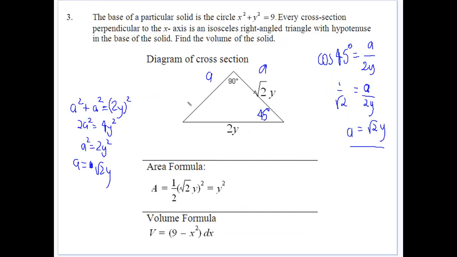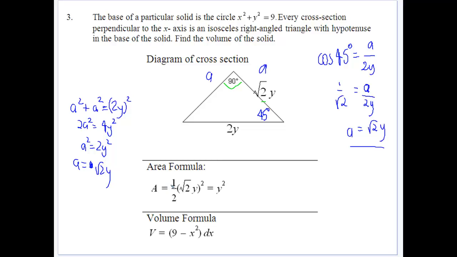So from that, we can do this a few ways. We can use Pythagoras' theorem and put a on both sides. That would equal 2y squared, so a ends up being root 2 of y. So we can get it that way. Or we can use trigonometry, because we've got a 90-degree angle there, so we've just used cos of 45 because it's isosceles. So we're able to get the side being root 2y.